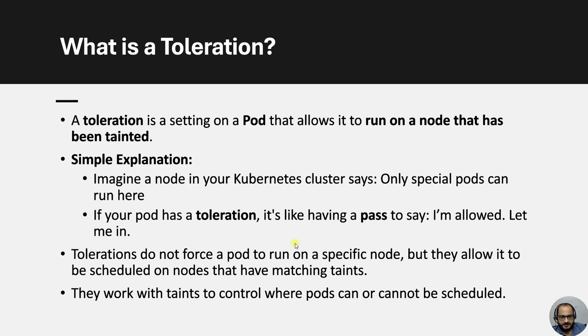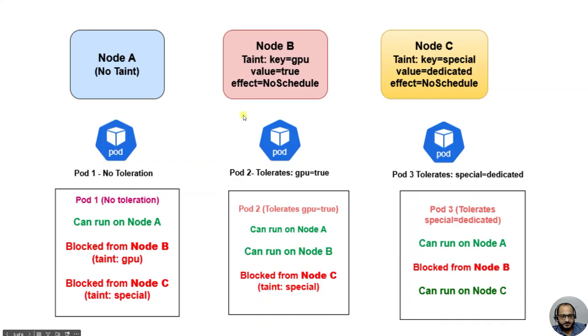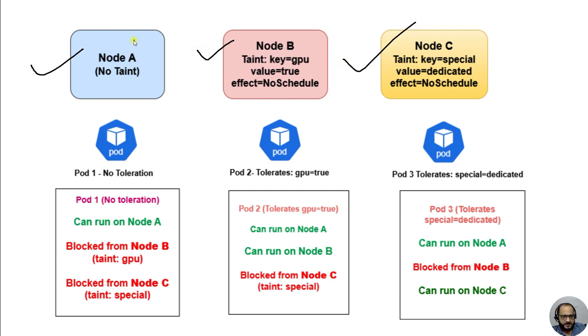Okay, let me go to the next slide. Because I have already explained these things, let's understand with the help of this diagram. Suppose I have three nodes, node A, node B and node C. And worker node A we have not tainted, there is no node tagging we have defined.